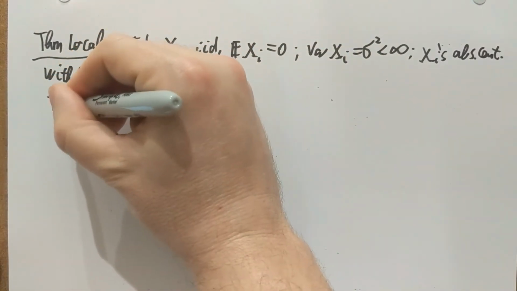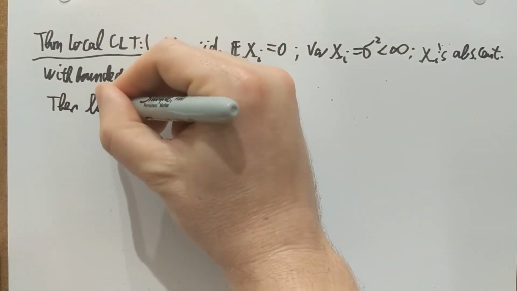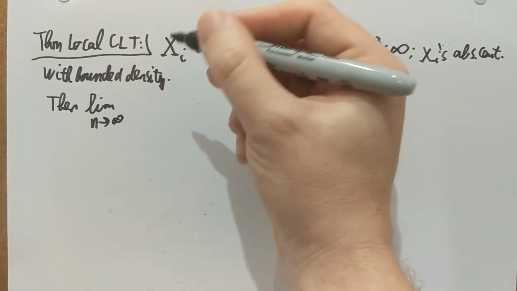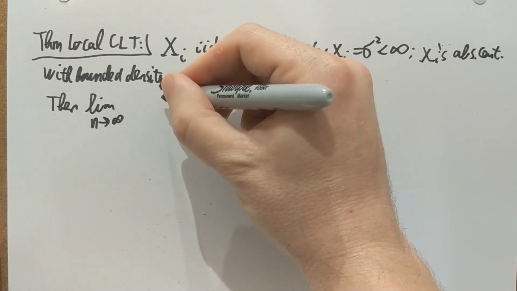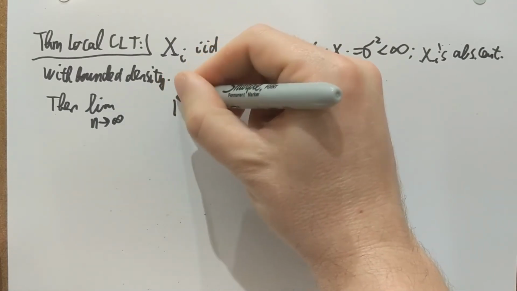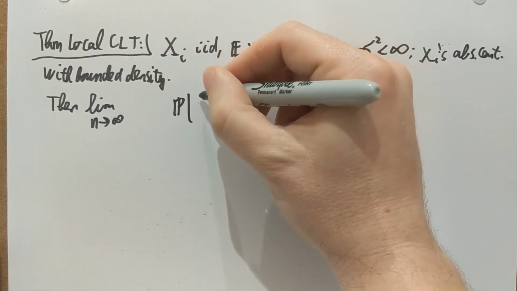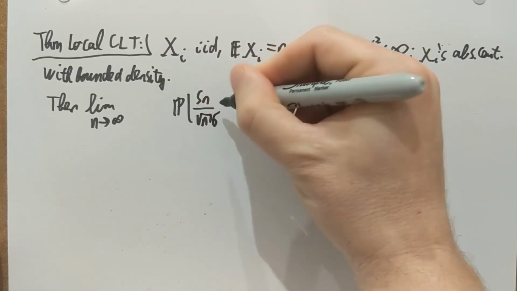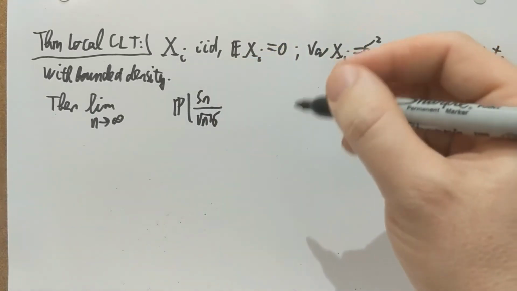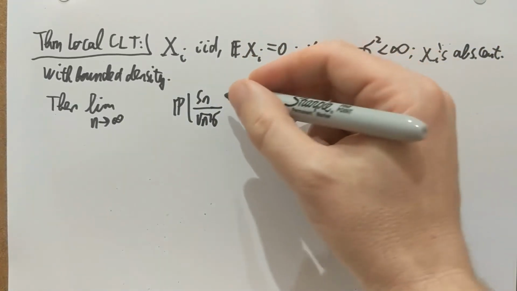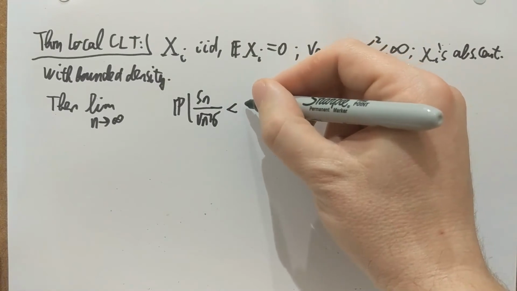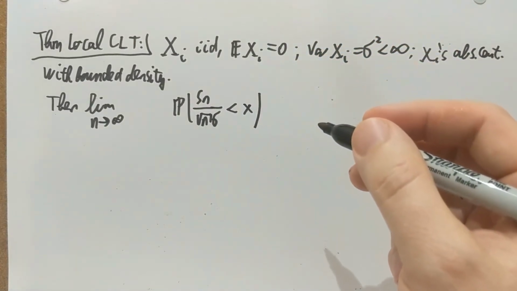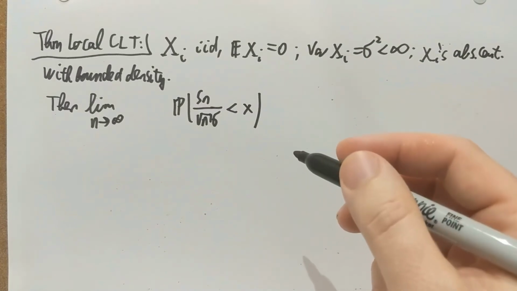Then, the limit as n goes to infinity of, so what do we want to look at? It's a local central limit theorem. If I look at the rescaled sum of the iid random variables, so divided by the standard deviation of the sum, it's mean 0, so I don't have to subtract the mean, and I take the distribution function at a point x. Now what I want to talk about is a local CLT.